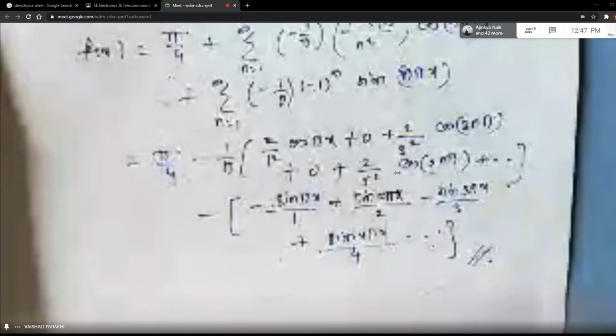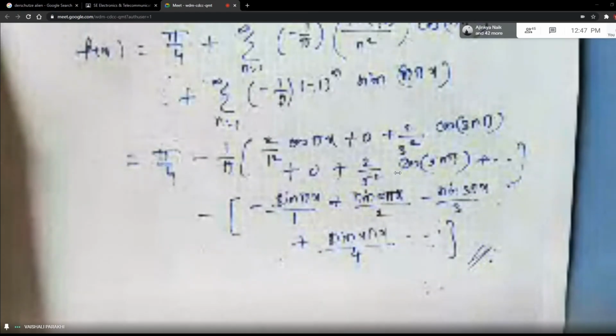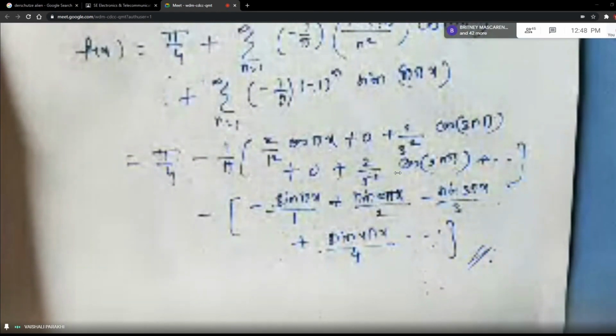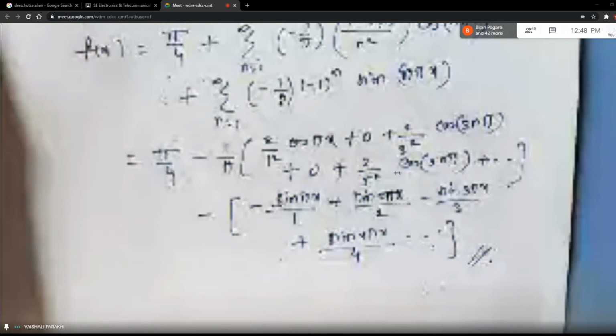So next time I will solve some more examples based on these types of intervals. And once this is done, then you have to study half range series. Means half range Fourier sine series, half range Fourier cosine series.